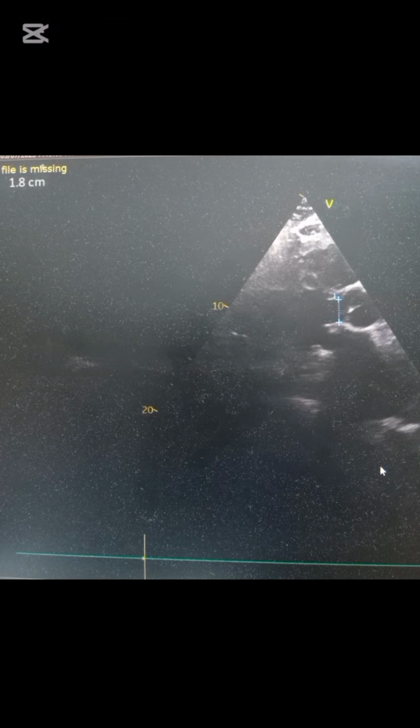So look how easy it is to evaluate a malfunctioning prosthetic mitral valve on echo. Whenever a patient comes to you with a prosthetic valve, apply these parameters to rule out whether it is a normal prosthesis or a malfunctioning one.